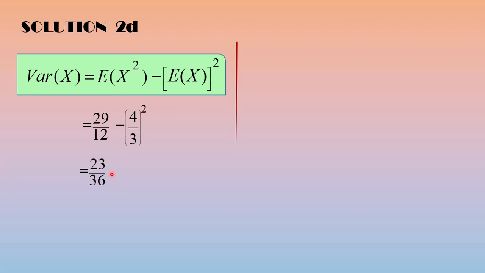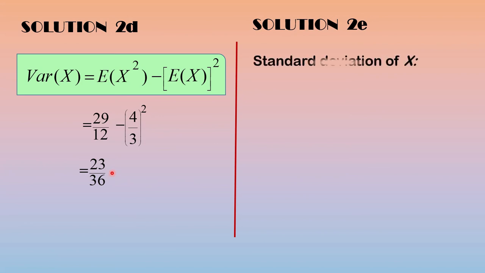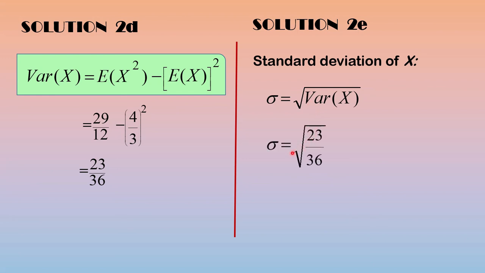Okay. Now we continue to E. The question asks to find the standard deviation of x. The standard deviation is given as the square root of variance x. Means you have to take the square root of 23 over 36 and the answer is 0.7993.